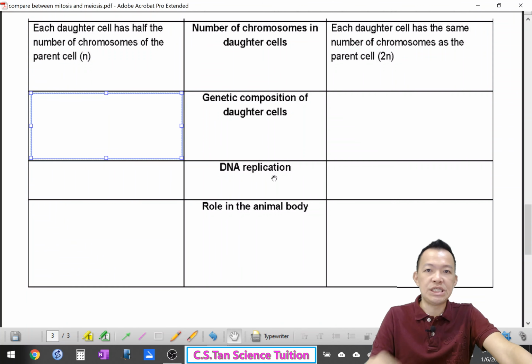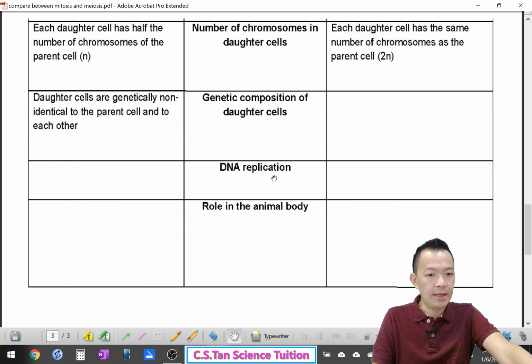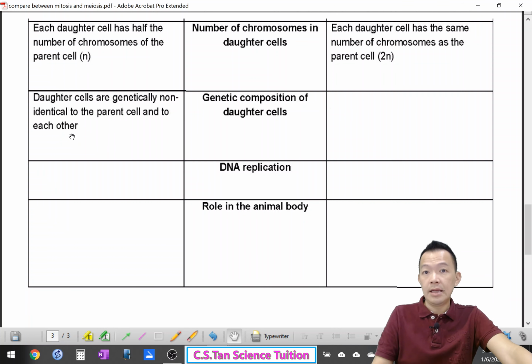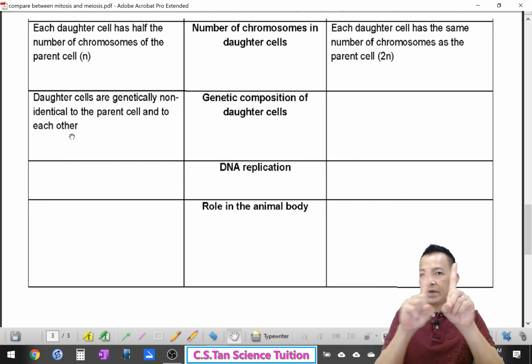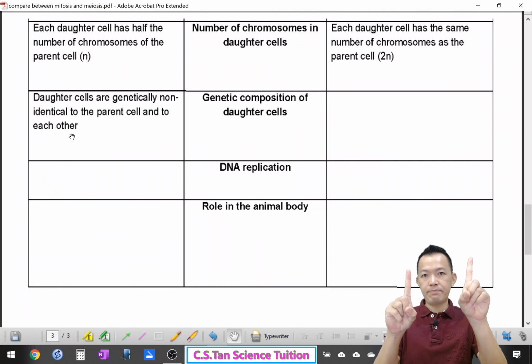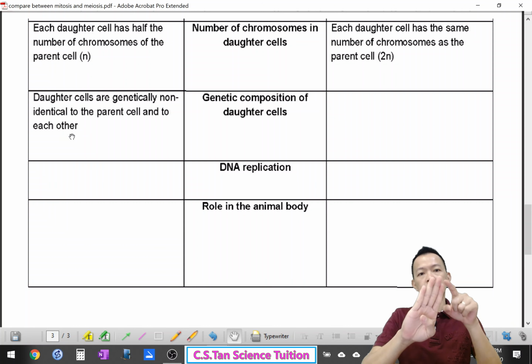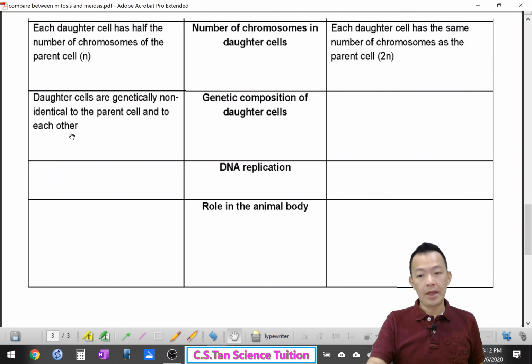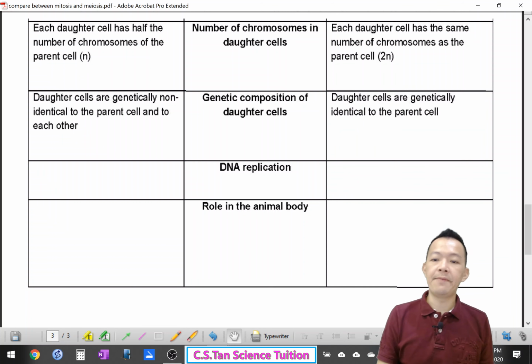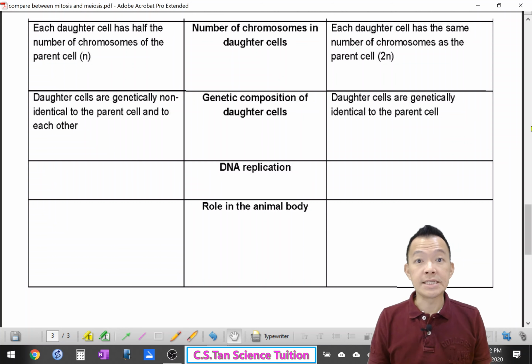Genetic composition of the daughter cell. After meiosis, the genetic composition will be different, so they show genetic variation. Daughter cells are genetically non-identical to the parent cell and to each other. Each of the 4 daughter cells is also different from one another, some short, some long. But mitosis cells will be totally the same.